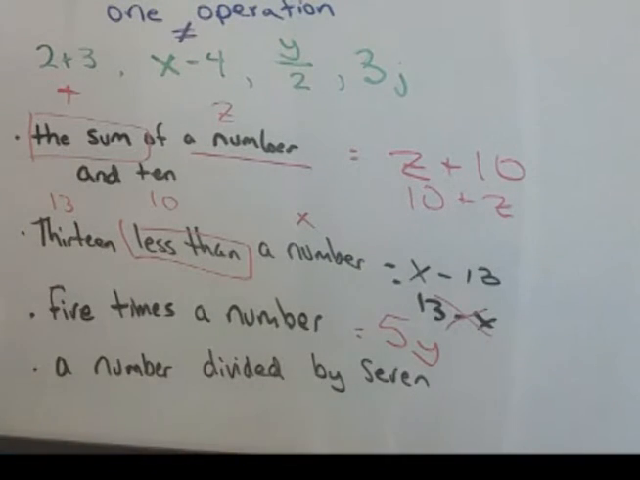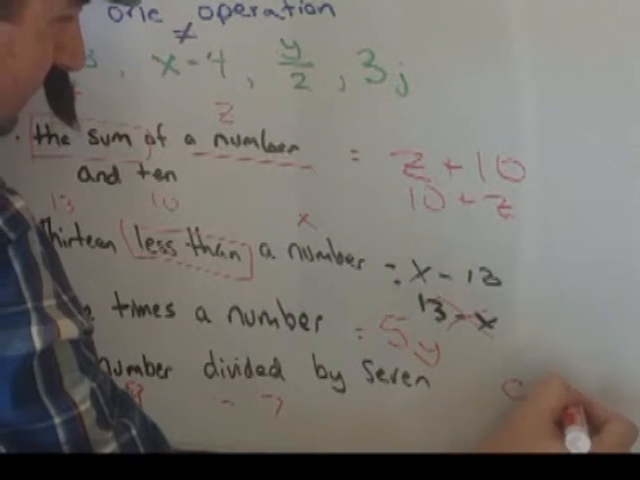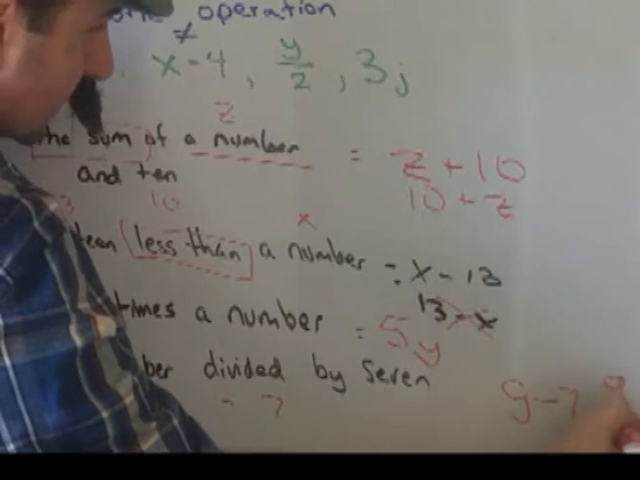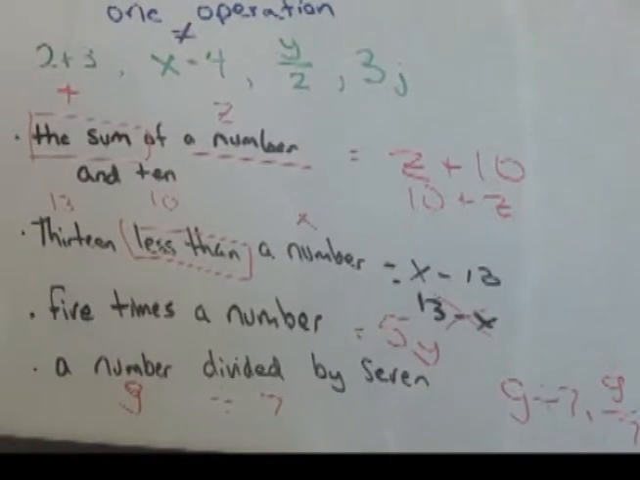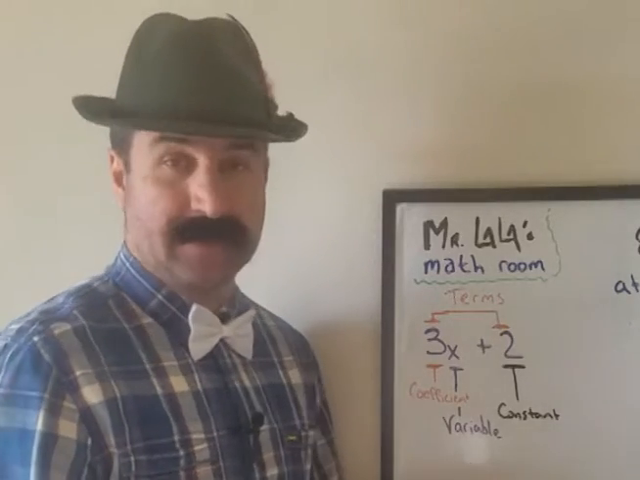A number divided by 7. It's so easy, yeah? This is a number. Let's call it G. It's divided by 7. We can write it like that, or we can write it like that. Either way. And there you have it, ladies and gentlemen, the expressions introduction.